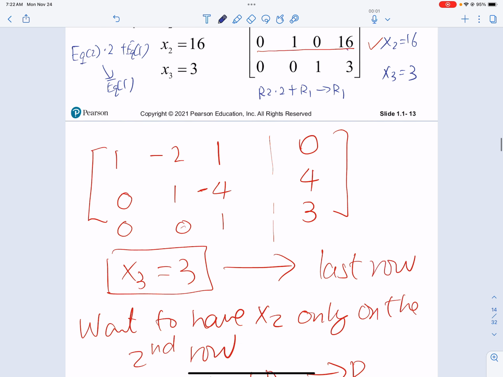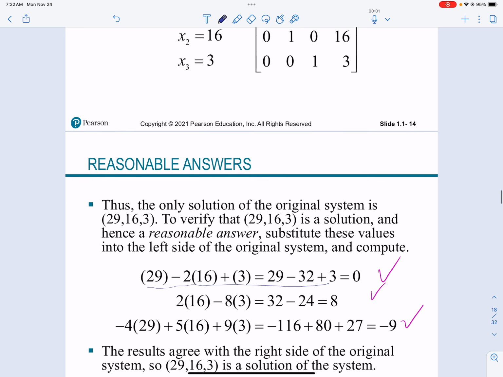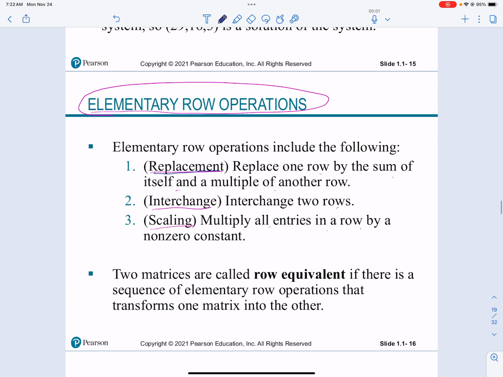This is called what? It's not called replacement. This is called what? The last row. It's called scaling: multiply all the entries in a row by a non-zero constant. And interchange two rows. Yeah, so we didn't use the interchange of two rows. We will use it in the next example. Interchange two rows means what?